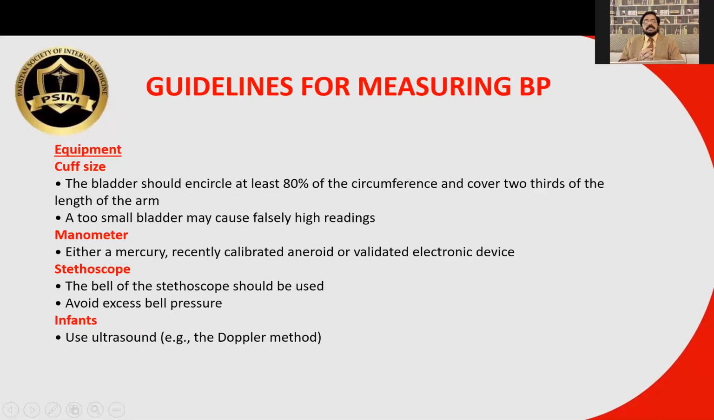Similarly, equipment, cuff size: the bladder should encircle at least 80% of the circumference and cover 2/3 of the length of the arm. A too small bladder may cause falsely high readings. Manometer: either a mercury, recently calibrated aneroid, or validated electronic device can be used. Stethoscope: the bell of the stethoscope should be used, and avoid excess bell pressure. The bell is very important because that can give you all the frequency of sounds and definitely all the intensity. Like I talked about the different sounds, those can be better audible with the bell as compared to the diaphragm. Now for infants, use ultrasound or Doppler method.